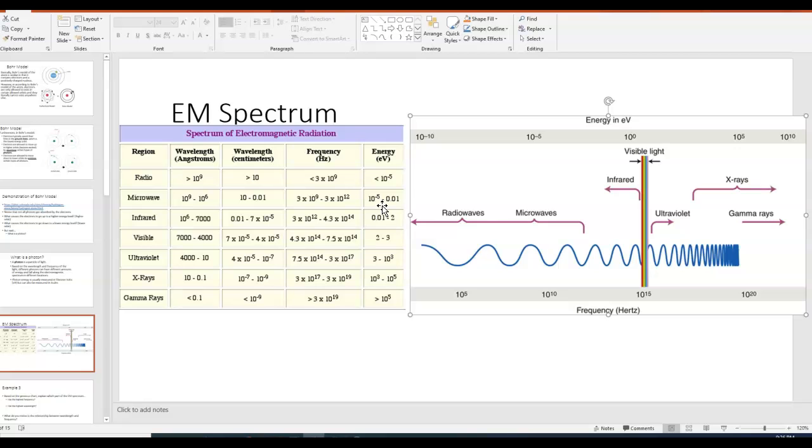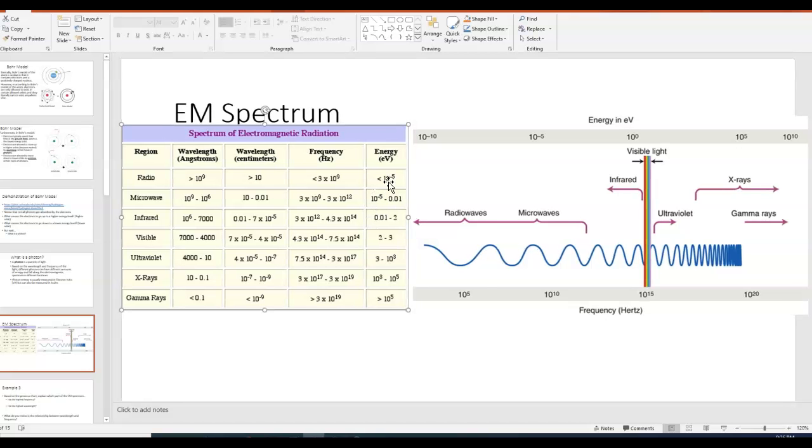However, what that means is because they have different wavelengths and frequencies, they have different amounts of energy. And so this chart here basically shows you from lowest energy to highest energy. Radio waves tend to have the lowest energy. Gamma rays tend to have the highest energy.